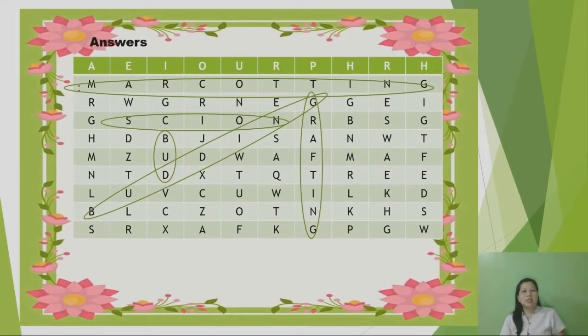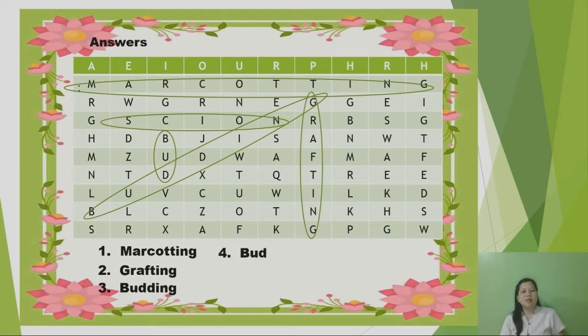Okay, class, let us check if your answers are correct. I hope you can find all the correct answers. Number 1, marketing. 2, grafting. 3, budding. 4, bud. And 5, scion.